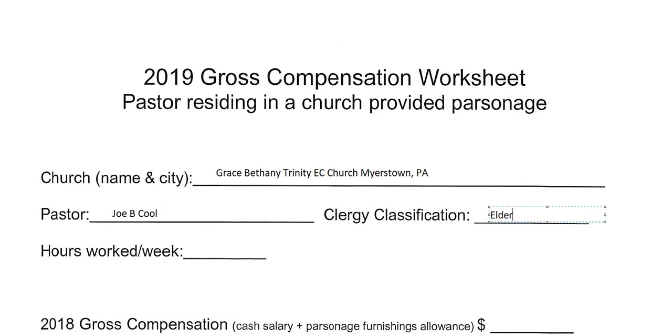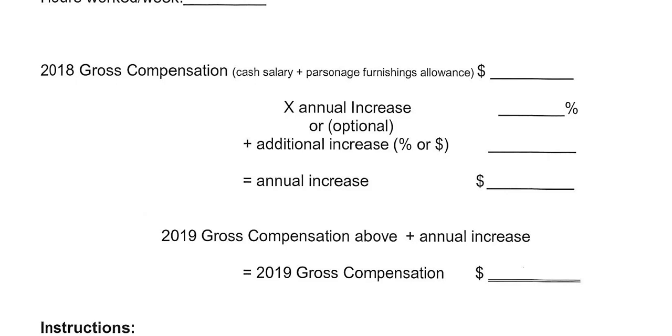Hours worked per week. It is important to record an accurate hours worked per week. Anything less than 40 hours per week is considered part-time. A proper designation between full-time and part-time is necessary for the correct payment of employee benefits. For my example, Pastor Joe B. Cole is a full-time pastor.